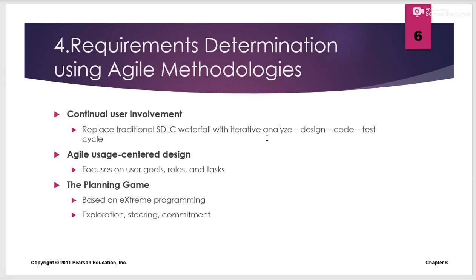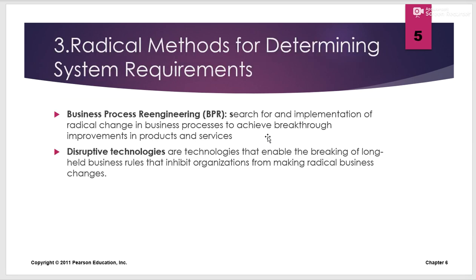The third one in this case is radical methods of requirement determination. We have something called business process reengineering, which is the use of disruptive technologies. We search for and implement a radical change in the business process. So we come up with all the processes that we have, we skim through them, and we find out which one is in trouble, which one we need to improve, seeing our competitors. And based on that, we decide which one to re-engineer.